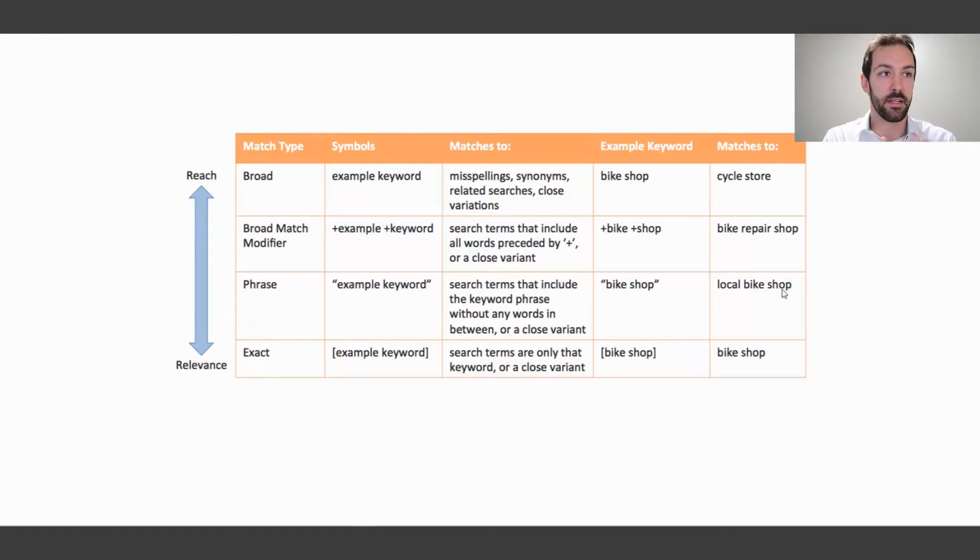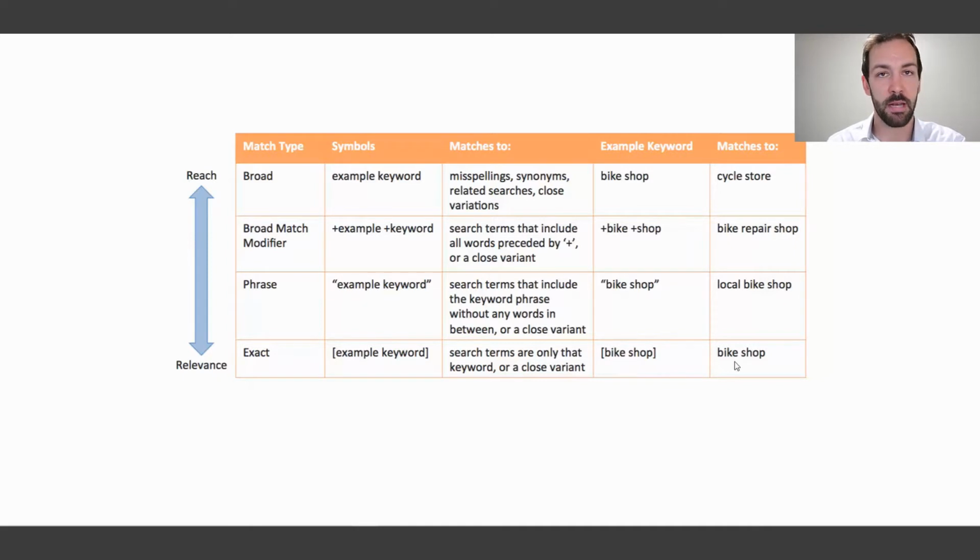So it's quite obvious how this works. Everything in the quotation marks has to be in the keyword phrase, and it has to run in the order of the phrase within the quotation marks. Exact gives you the tightest control. It is exact. The search terms are only that of the keyword or a very, very close variant.